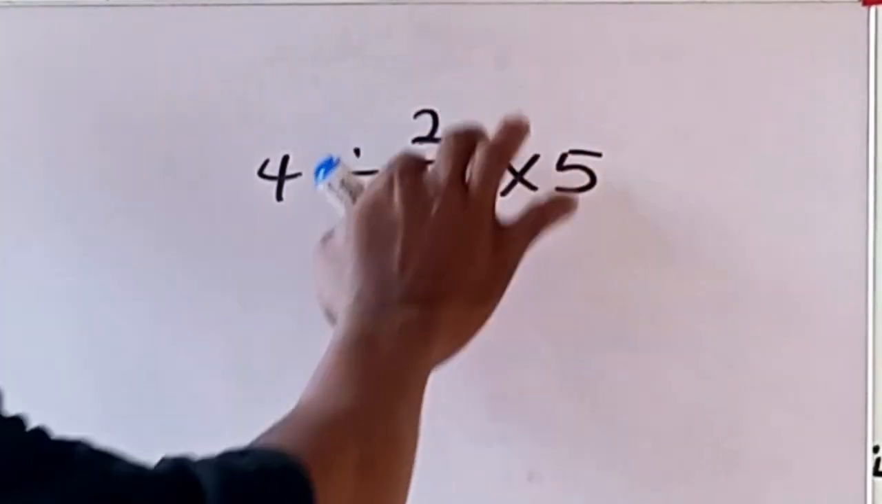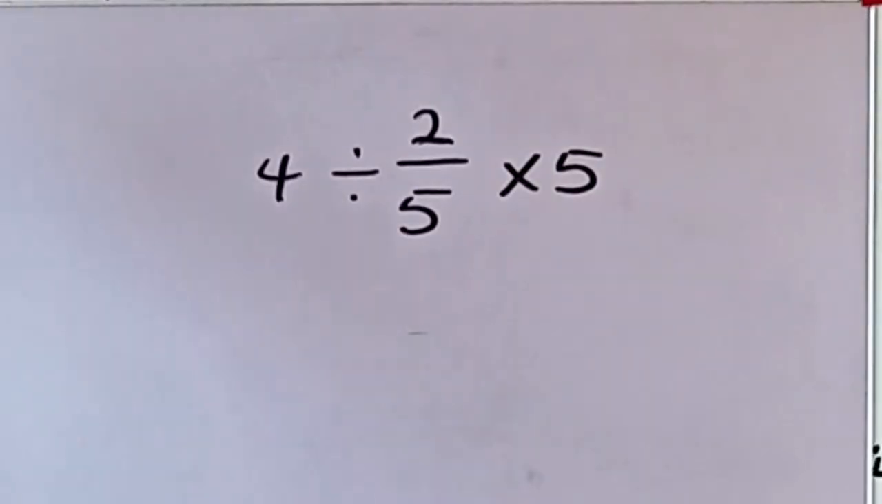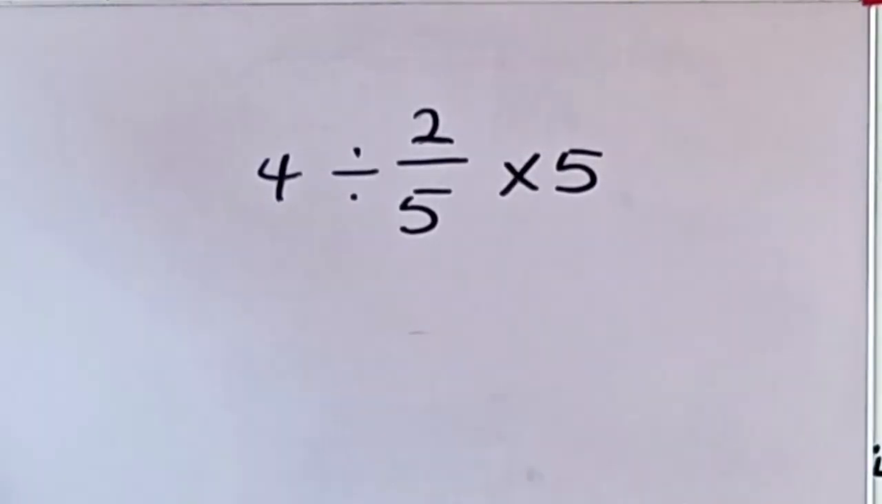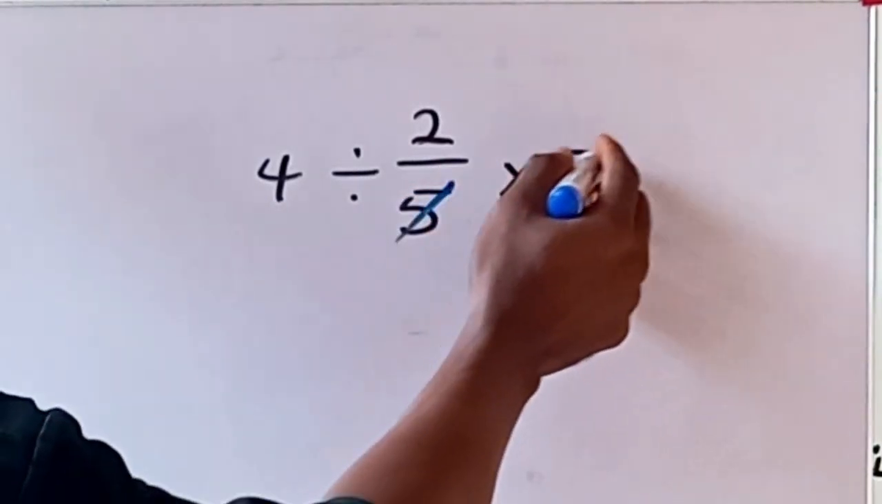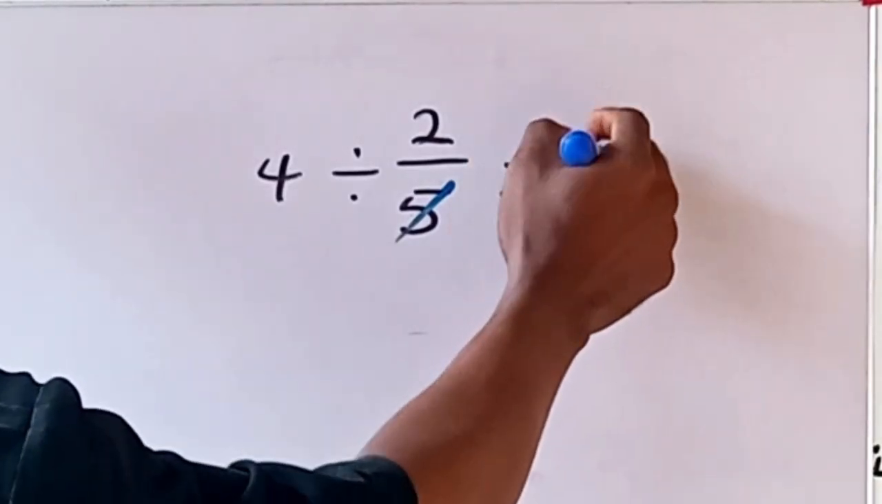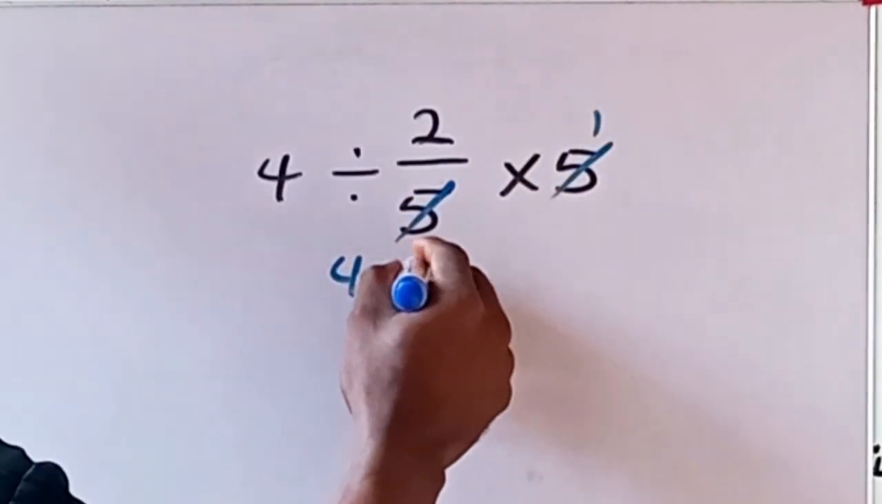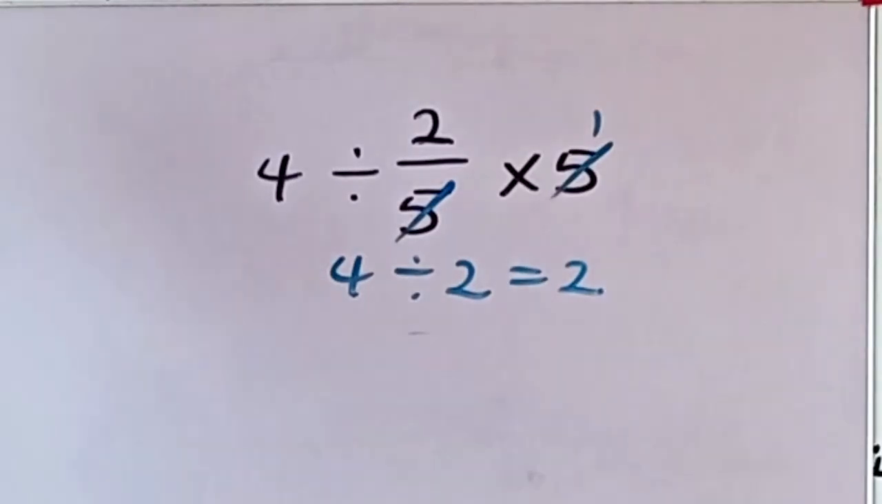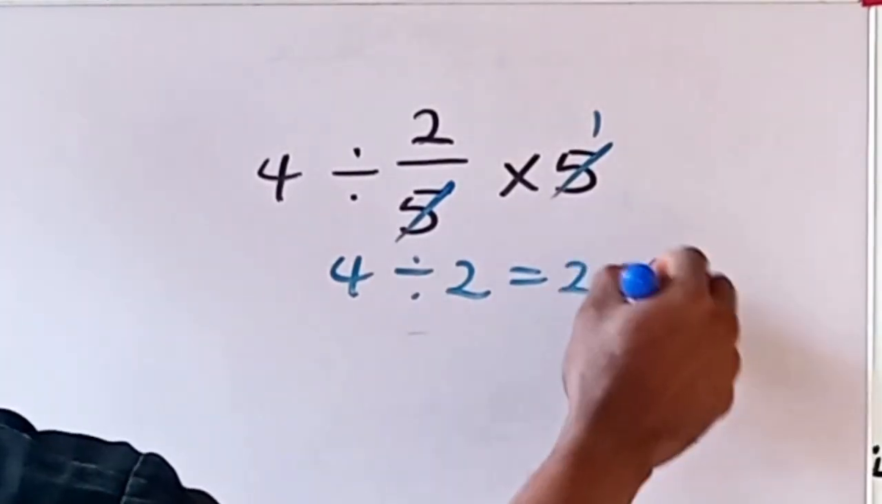4 divided by 2 over 5 times 5. I want to show you the wrong method and show you the correct method. So pay attention. The wrong method you teach people to solve this question is they will come and divide this by this together. So by the time you divide this, what you have left is 4 divided by 2, which is equals to 2. But this answer is not correct.